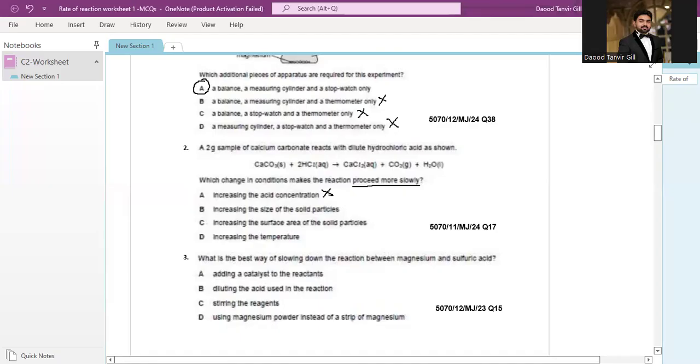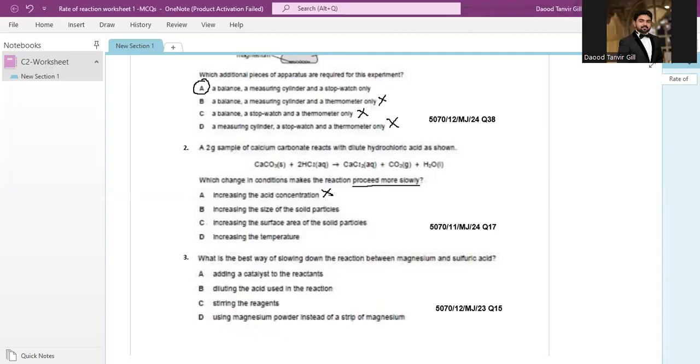And option number B, increasing the size of the solid particles. Yes, this seems to be right because by increasing the size of the solid particles, we are basically decreasing the surface area. So this will lower the rate of reaction. And since you know that decreasing the surface area actually decreases the area of contact on which the reactants can collide, that is why the rate of reaction will decrease or slow down. So this seems to be the correct option.